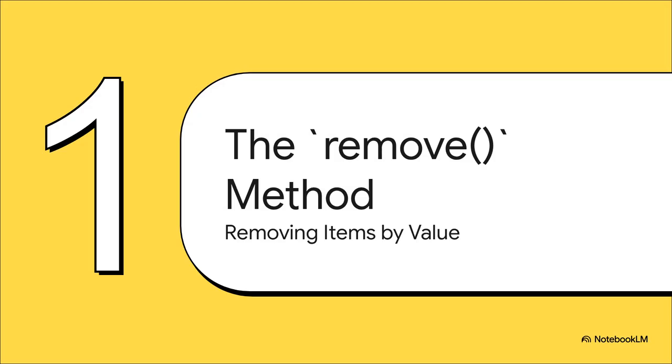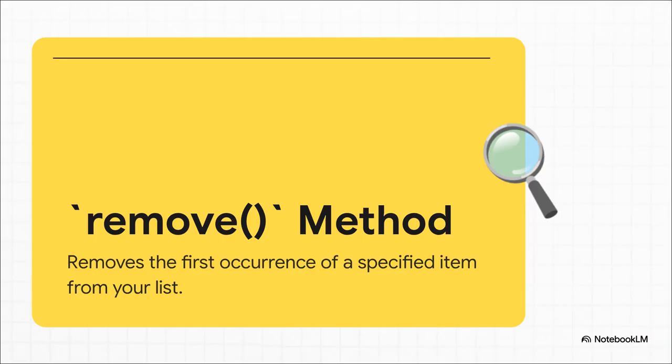All right, first up we have the remove method. I always like to think of this as a precision scalpel. You use it when you know the exact value of the item you want to cut out, but maybe you don't know exactly where it is in the list. Okay, so here's the key thing to remember about remove. It searches your list for the specific value you give it, finds the very first time it appears, and takes it right out. It's all about the content, not the position.